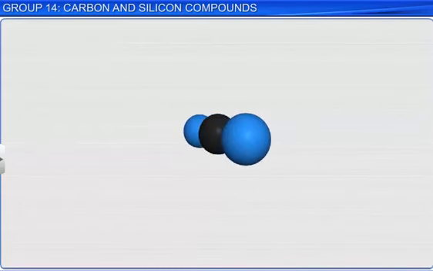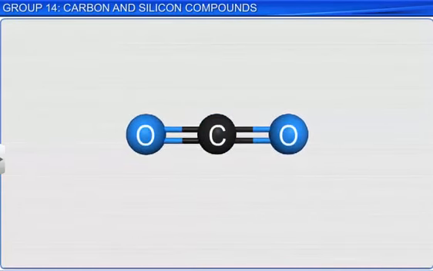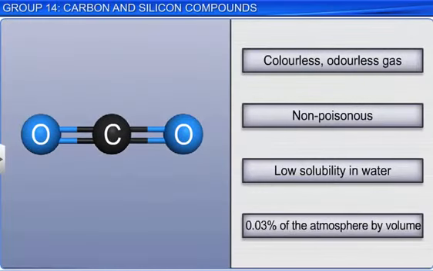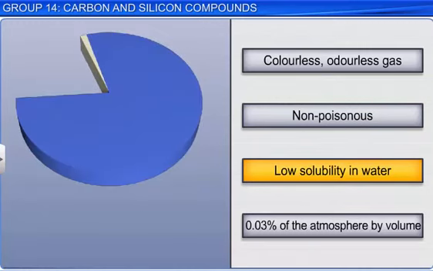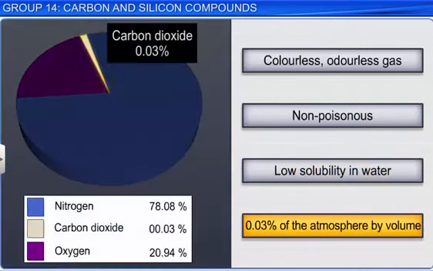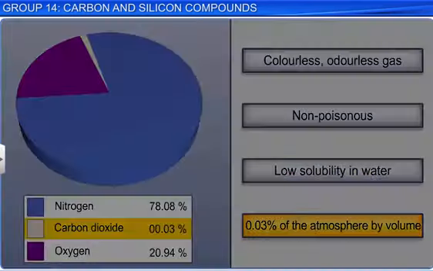Now let's turn our attention to carbon dioxide. Carbon dioxide is also a colorless, odorless gas, but it is non-poisonous. It has very low solubility in water. By volume, 0.03% of the Earth's atmosphere is carbon dioxide.